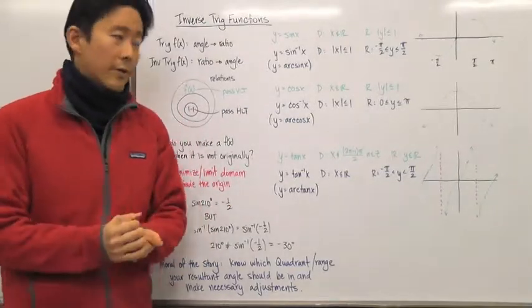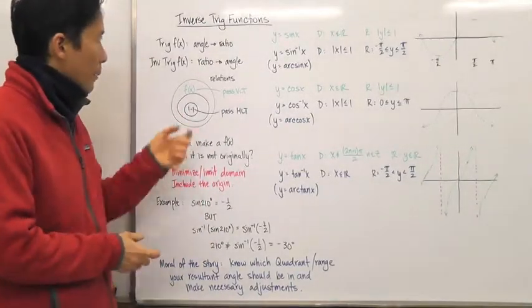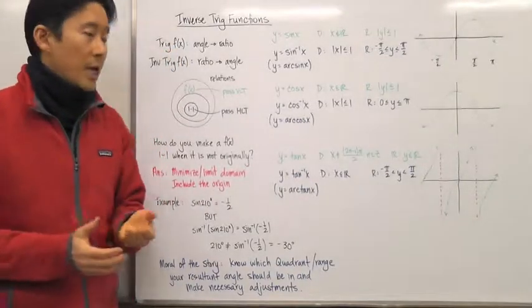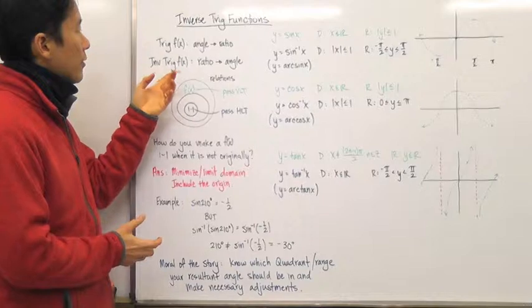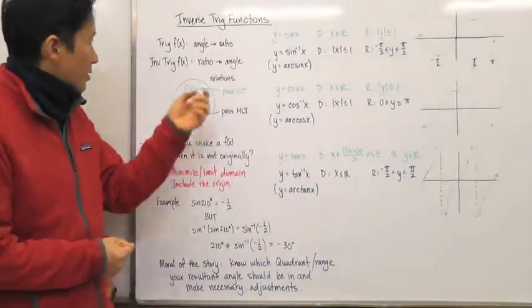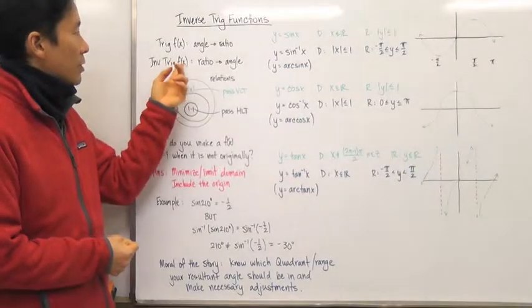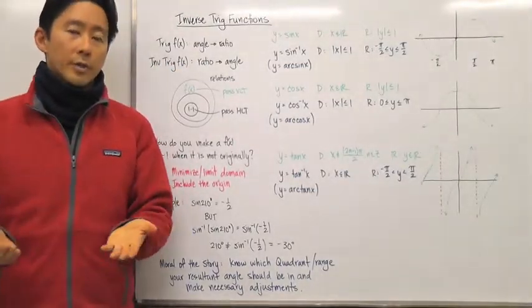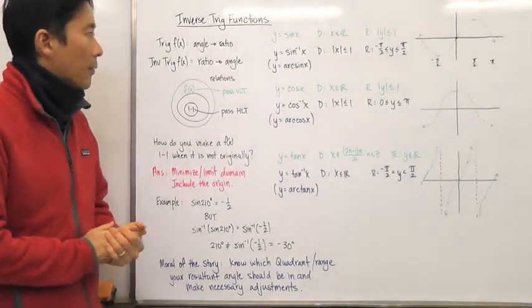So what are the inverse trig functions? Well, the inverse trig functions, remember, are derived from the values of the trig functions themselves, except the inverse trig function undoes what the trig function did. So with the inverse trig functions, if you give me a particular ratio, the inverse trig function will produce a particular angle.